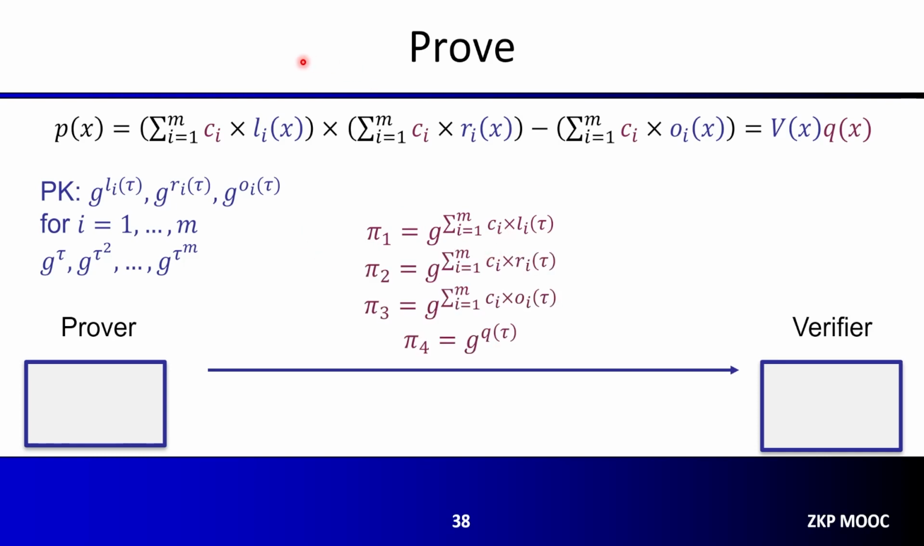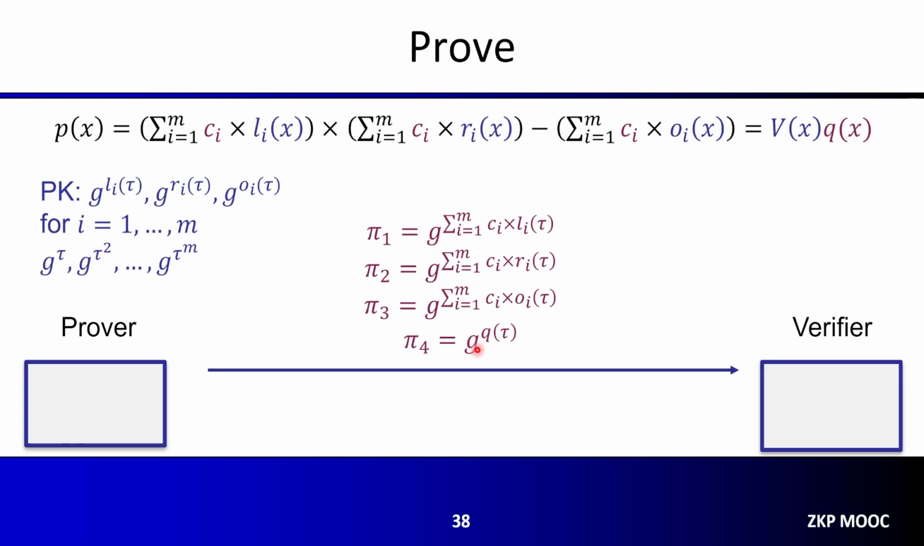Then similarly, the prover is going to compute pi2 using the polynomial in the second parenthesis. So that is g to the power of summation ci times ri(tau). And this can be evaluated using the second set of public keys. And then we have pi3 that equals g to the power of summation ci times oi(tau). And finally, we have pi4, which is equal to g to the power of q(tau), where q is the quotient polynomial. And this can be evaluated using the last set of public parameters in a similar way as the KZG polynomial commitment. Just raise each key to the corresponding coefficients of this polynomial q(x).